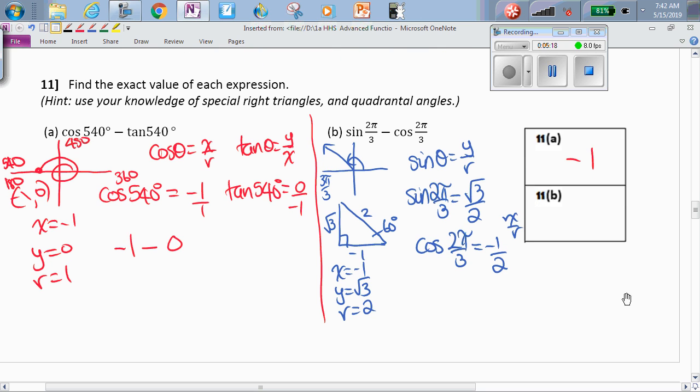And then we just put those together. We're doing this one, subtract this one, sine minus cosine. So root 3 over 2 minus 1/2. We can't simplify it, so that's your final answer.